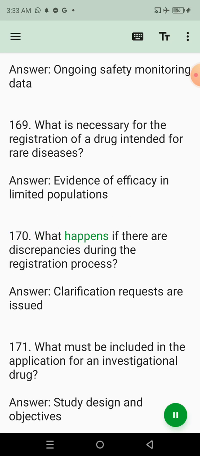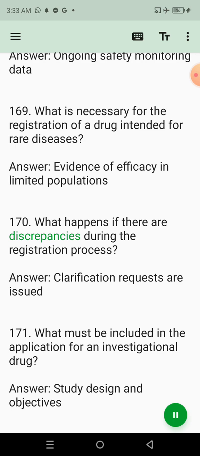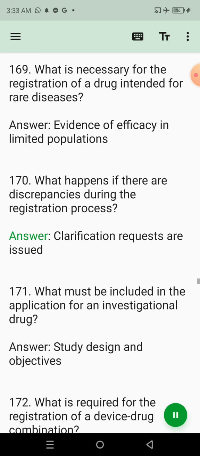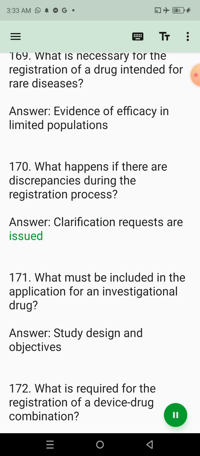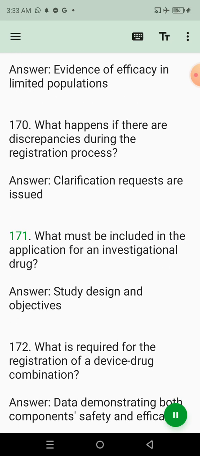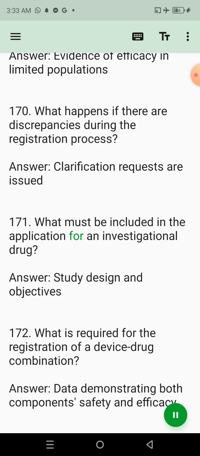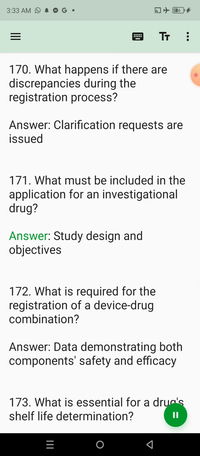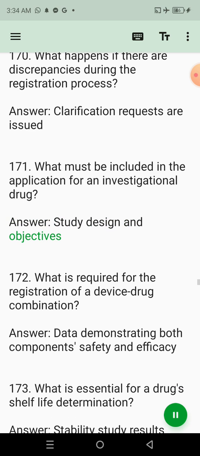170. What happens if there are discrepancies during the registration process? Answer: clarification requests are issued. 171. What must be included in the application for an investigational drug? Answer: study design and objectives.